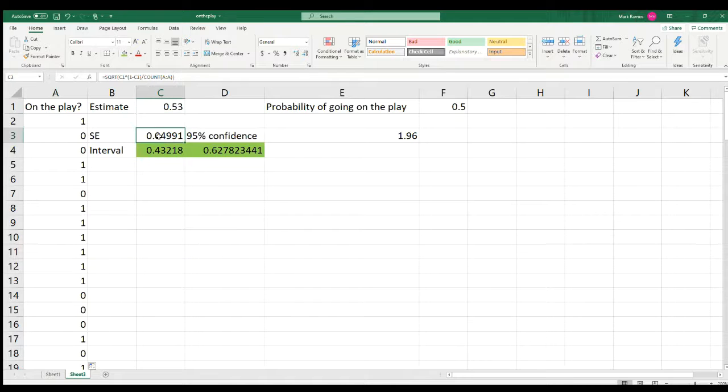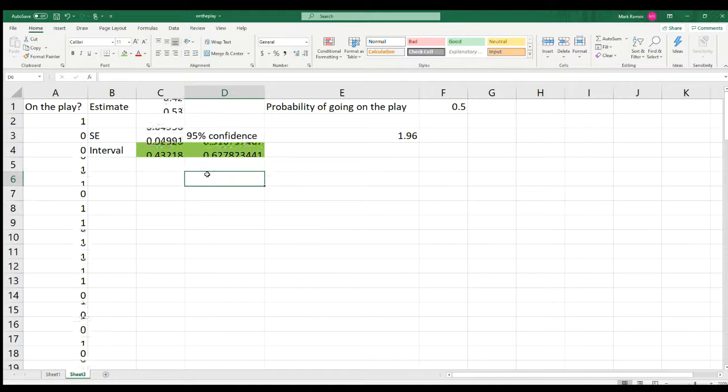We have a much smaller standard error this time. Of course, that's going to happen as we increase the sample size. The standard error is going to decrease because the sample size is in the denominator of the standard error. So we are now saying that the probability of going first, of going on the play, is anywhere between 43% to 62%. This is a much narrower interval than what we had the previous time.